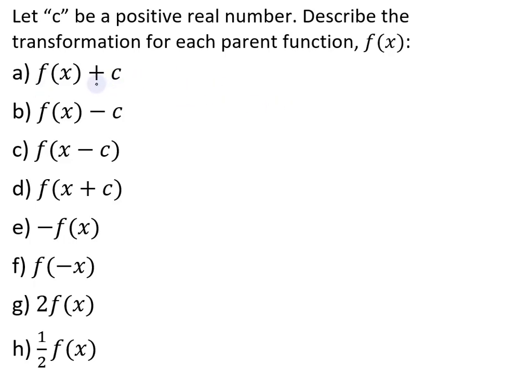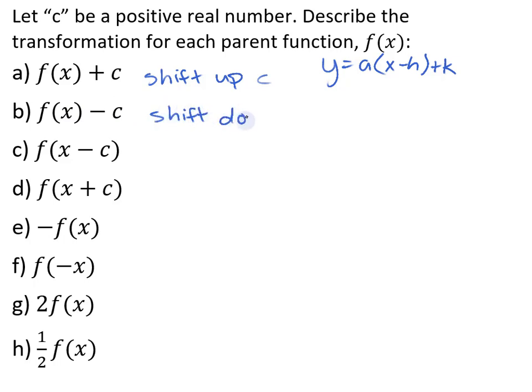So in this case, just as a reminder, our main function form is a times x minus h plus k. When I have something being added after our function, it's acting like k. So if this is a positive real number, plus c is going to shift up c units. Okay, so what do you think is going to happen to f of x minus c? Again, if this minus c is outside or after our function, it's also a shift, but now we're going down c units. So adding or subtracting outside the function is going to shift us up or down. It's acting like k.